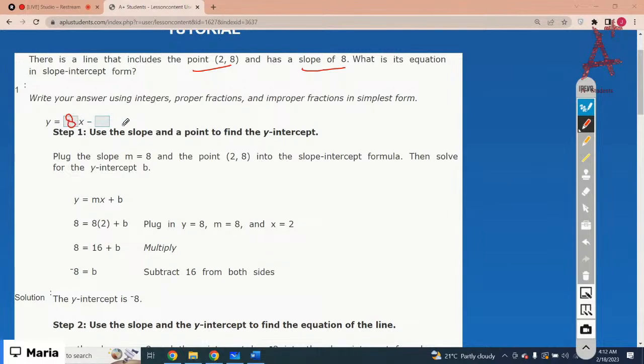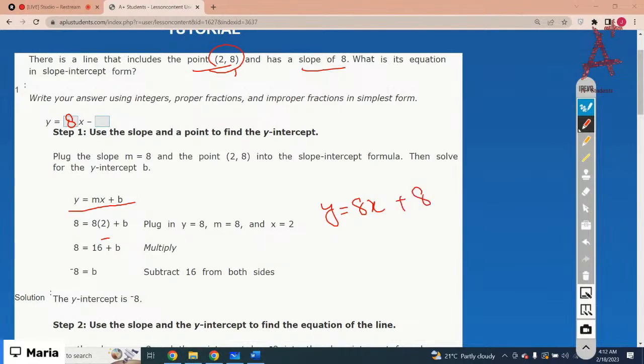So to do y equals 8x, you have to calculate the value of b. So just write down y equals mx plus b. It would be y equals 8x plus b. You can use this point 2, 8 to find b. Just put the point, y is 8 and x is 2, in the same equation. So it will be 2 times 8 is 16. Subtract 16 on the other side, so it would be -8. So that means the y-intercept is 8.